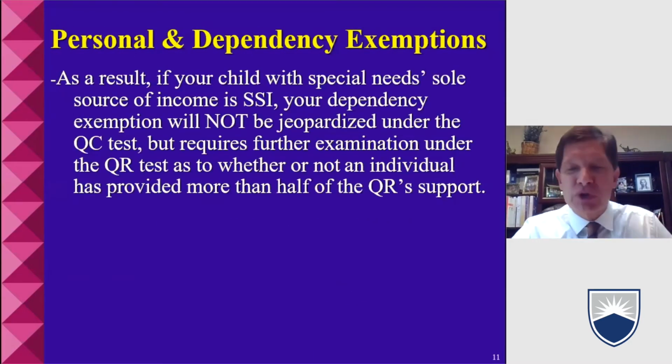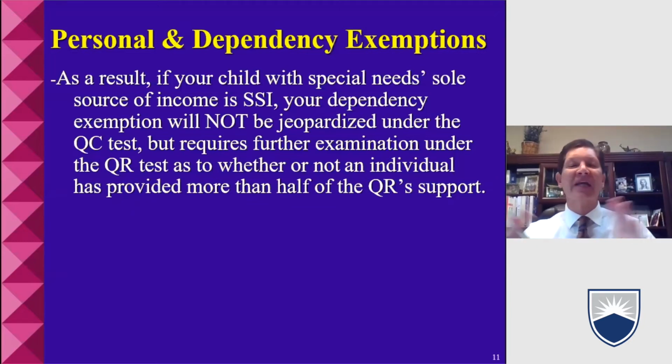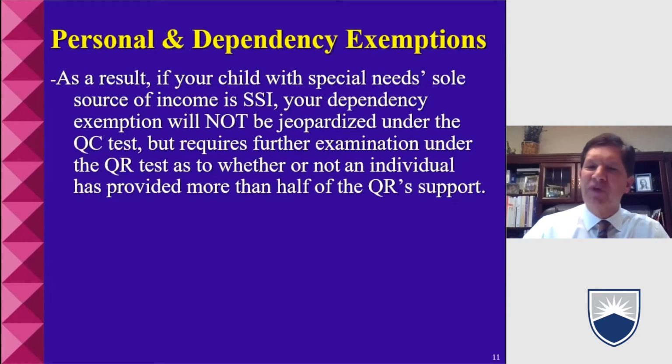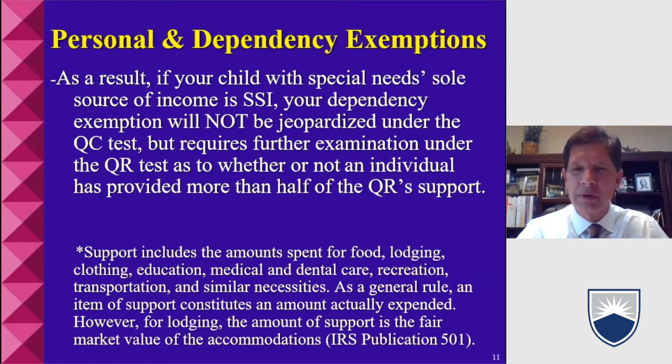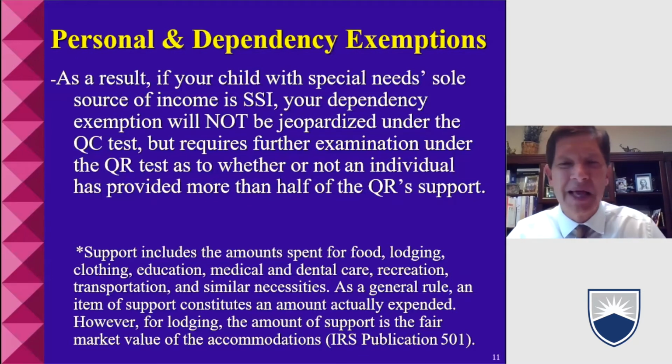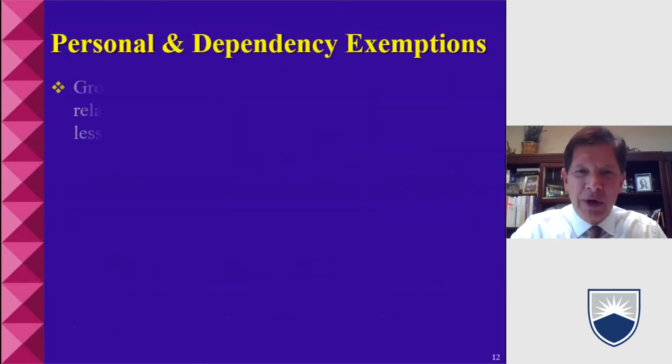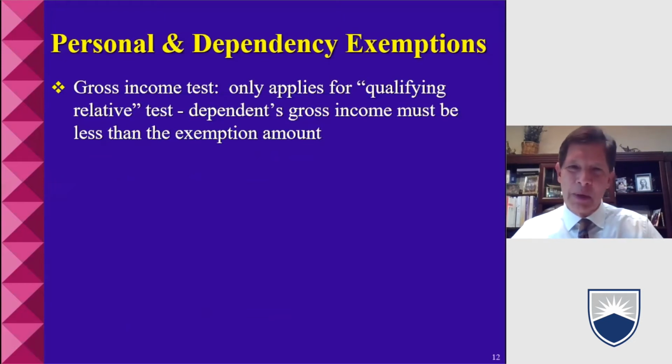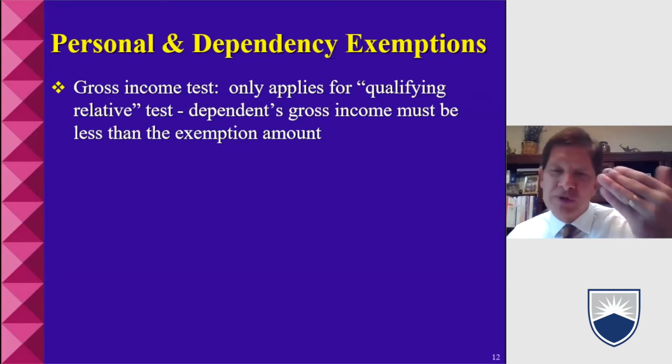As a result, if your child with special needs' sole source of income is SSI, your dependency exemption will not be jeopardized under the qualifying child test, but requires further examination under the QR test as to whether or not an individual has provided more than half of the QR support. Okay. So now, if that child is living with you for more than half of the year, if they're your qualifying child, SSI is irrelevant. But if they're a qualifying relative, and here's the other test that will come back to bite you. If you're a qualifying relative, meaning you are not living at home more than 6 months of the year, you will also need to meet the gross income test.